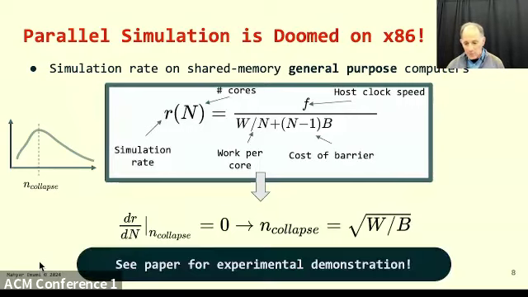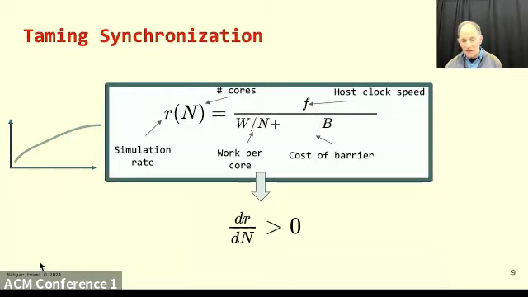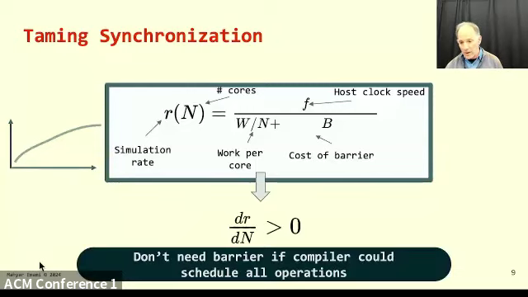So what do we do? I forgot to say that we have an experimental demonstration in the paper if you want to see more. To tame the synchronization cost, we're going to make the barrier constant time. We're basically going to get rid of this proportionality factor. And the way we're going to do that is by designing our own architecture that makes it possible. And then you can get a curve that goes up as the parallelism increases, at least until you run out of parallelism in the program.